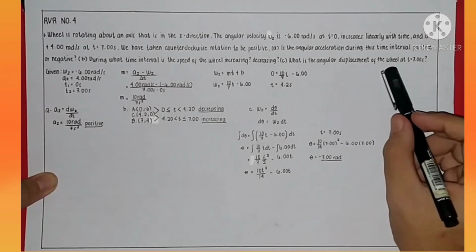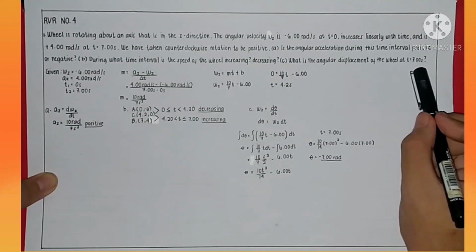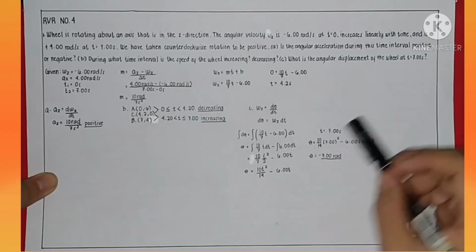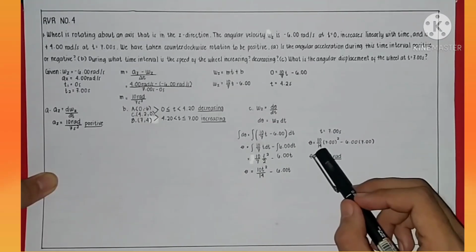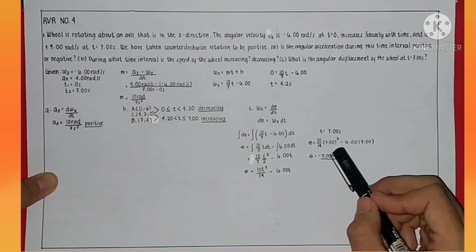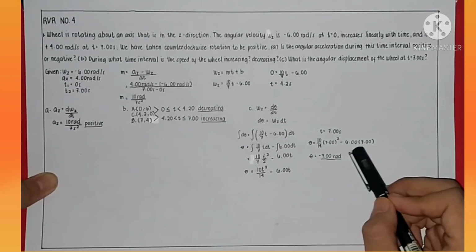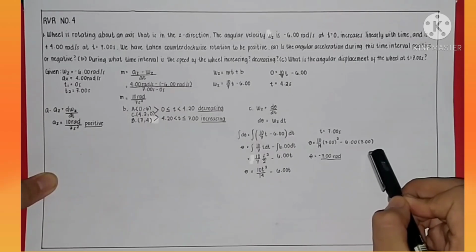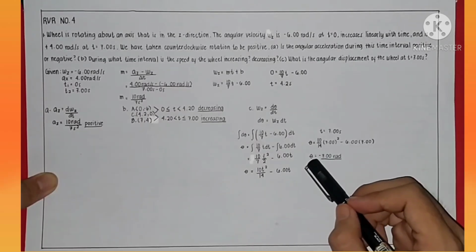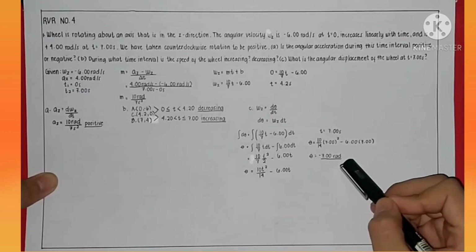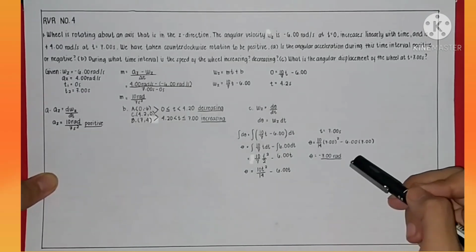Since the problem says at the time of 7.00 seconds, we substitute the time into the equation. So we have θ equals 10/14 times 7.00 squared minus 6.00 times 7.00, which results in the value of the angular displacement. θ equals negative 7.00 rad. So this is my final answer for problem letter C.